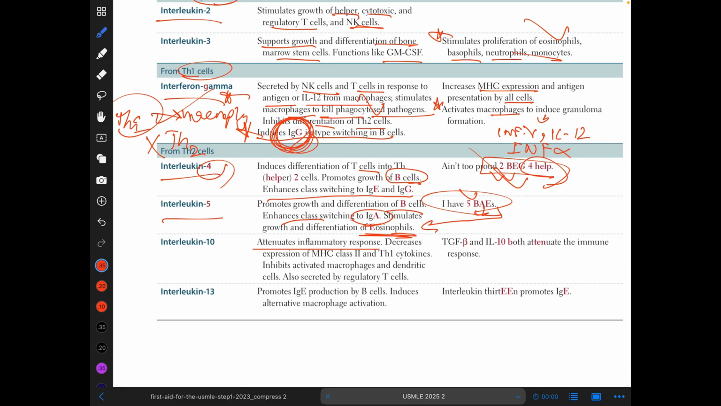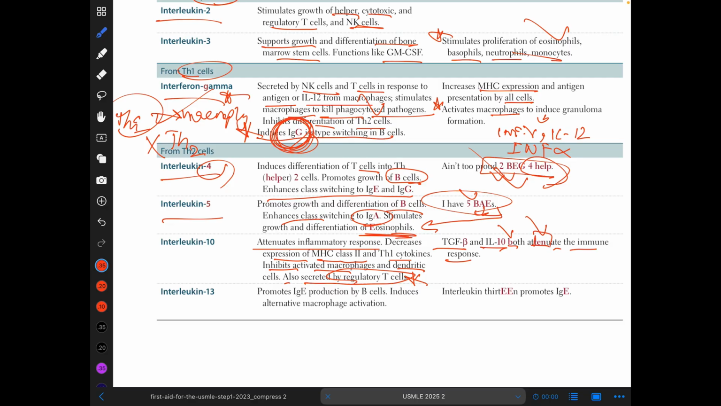It attenuates or decreases expression of MHC class 2 and Th1 cytokines and inhibits activated macrophages and dendritic cells. It is secreted by regulatory T cells. You already know regulatory T cells are going to regulate and maintain the immune response. So the anti-inflammatory cytokines are interleukin-10 and transforming growth factor beta. They have a mnemonic that both attenuate the immune response, both transforming growth factor beta and attenuate 10.